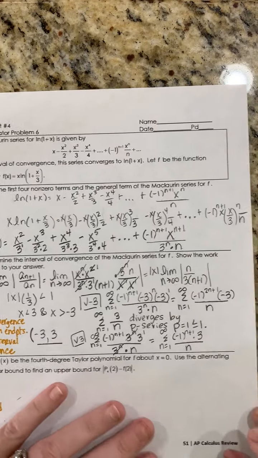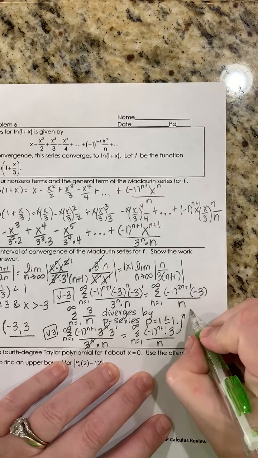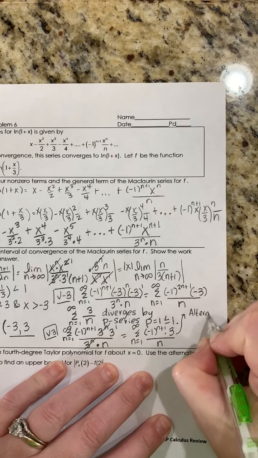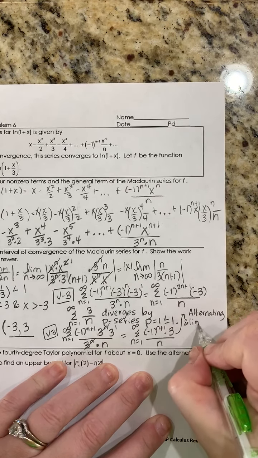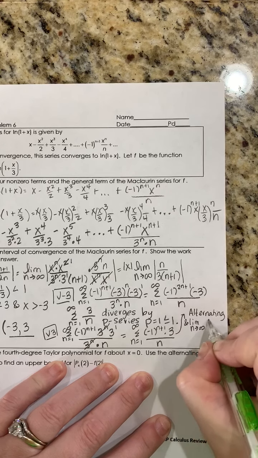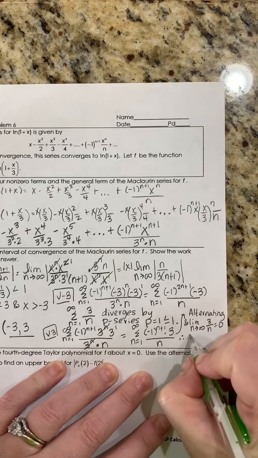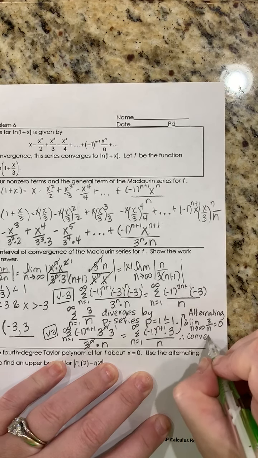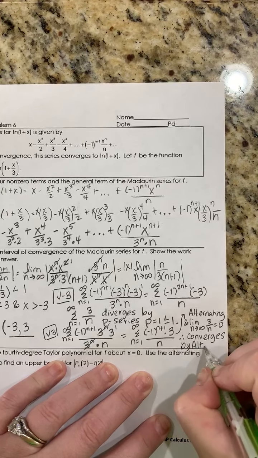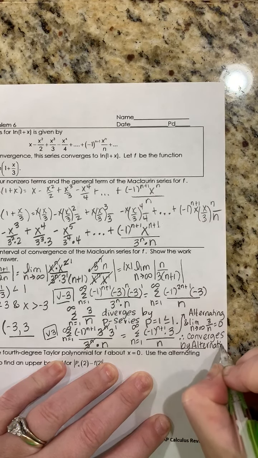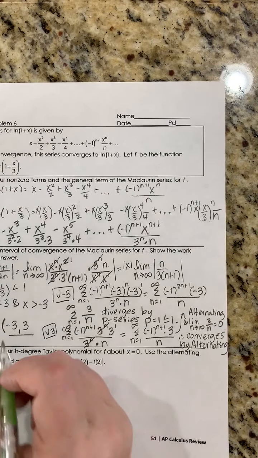So I kind of ran out of room, so I'm going to say it's alternating. And the limit as n approaches infinity of 3 over n equals 0, therefore converges by alternating series. So this side's going to get a bracket.